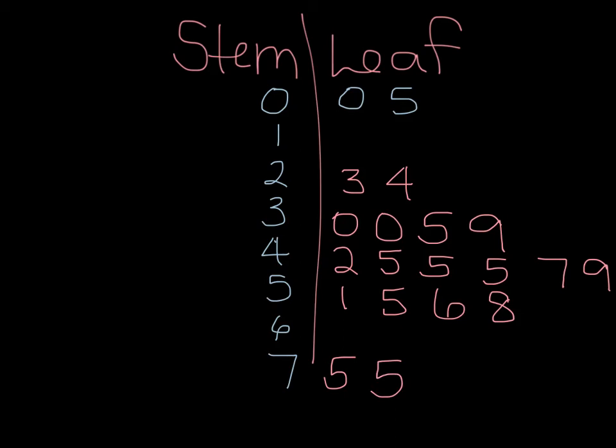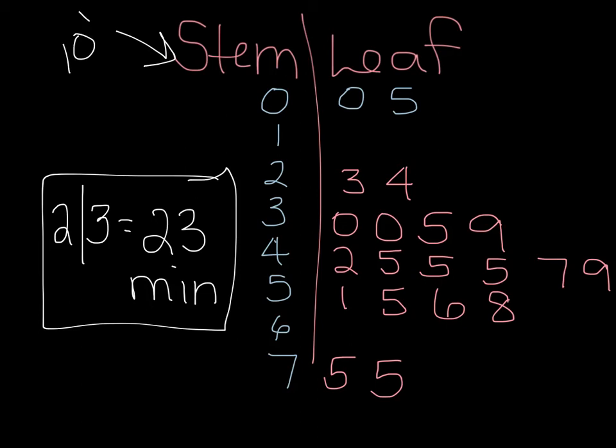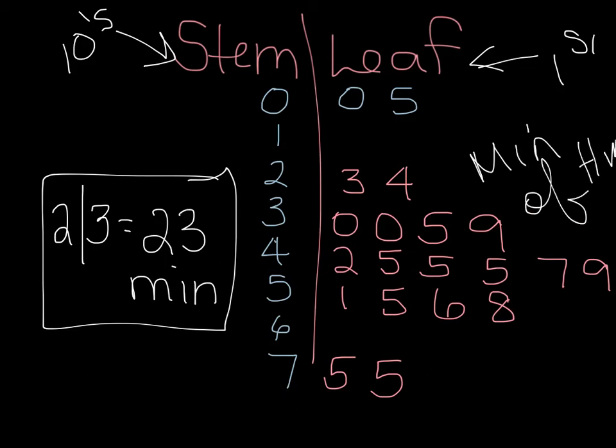Now when you create your key, you basically just want to show what this is representing. We can take the first set of numbers, the 2 and the 3, and say that this represents 23 minutes. That would be your key, demonstrating that the stem is the tens and the leaf is the ones. And then you want to title it. You may title it minutes of homework. Just something very quick so that those using or seeing the stem and leaf plot know what they're looking at.